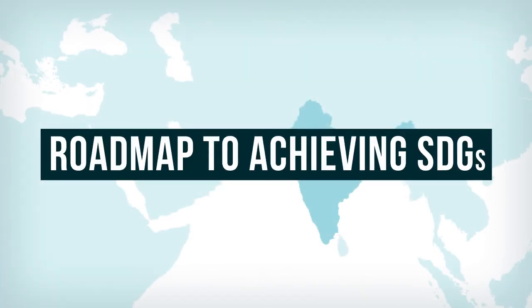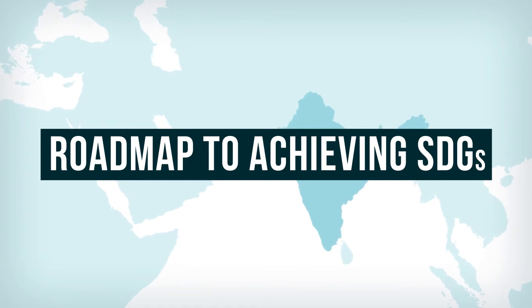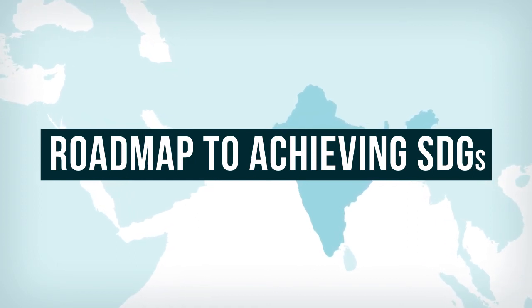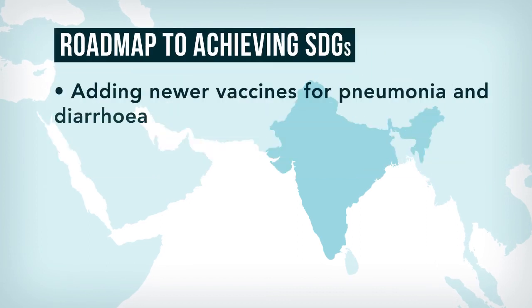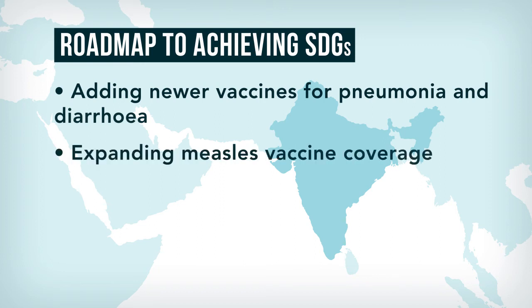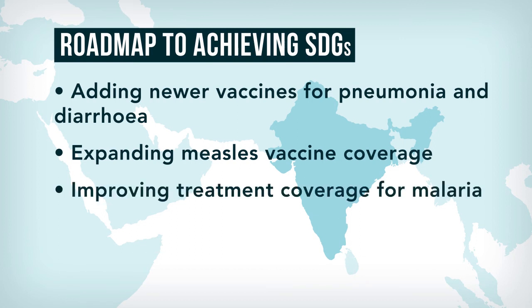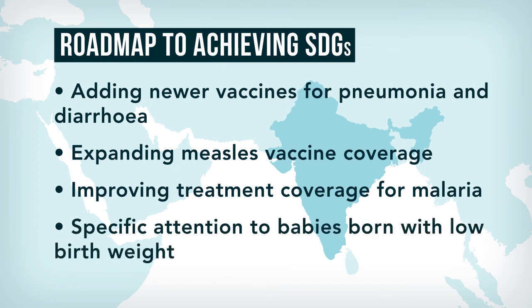These findings identify feasible tasks to achieve the SDGs in India. For example, the government can add newer vaccines against pneumonia and diarrhea, expand measles vaccine coverage, including consideration of elimination of measles deaths, and improve the treatment coverage for malaria, particularly in hotspot districts. Specific attention to babies born with low birth weight is also required to reduce neonatal mortality.